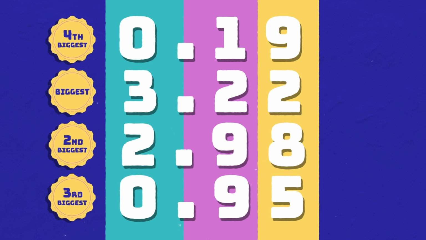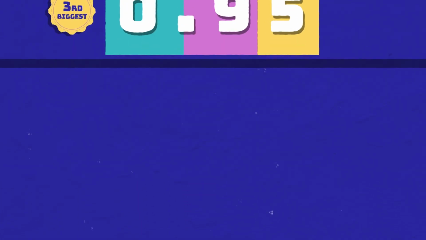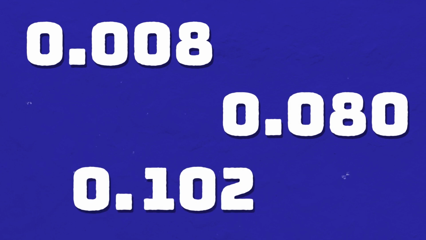Now let's try sorting numbers from lowest to highest. 0.008, 0.080, 0.102. It's easy to get confused by taking a quick look here and saying it's probably the number with the 8 in it. 8 is a fairly high number, but you'd be wrong.